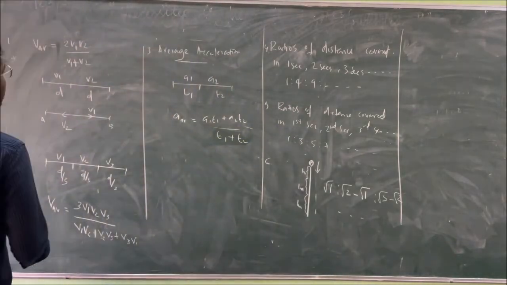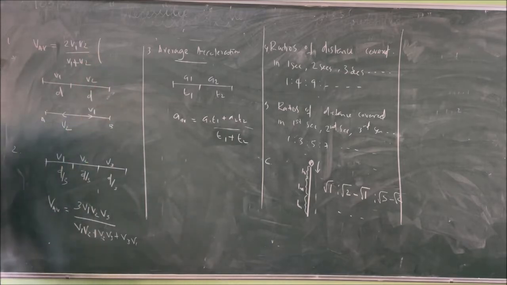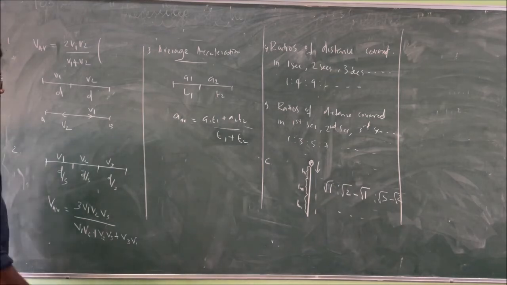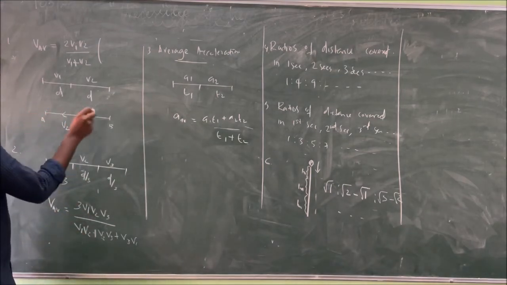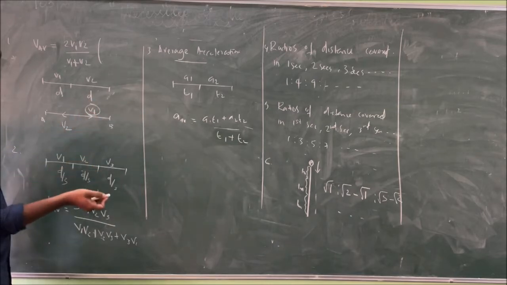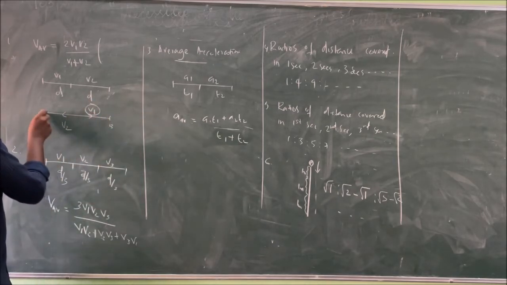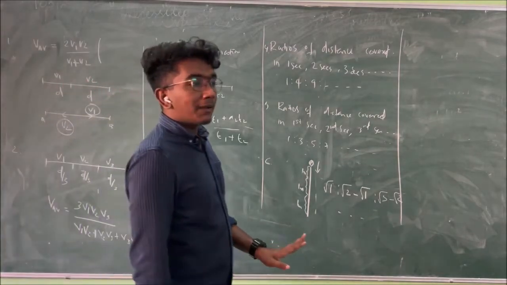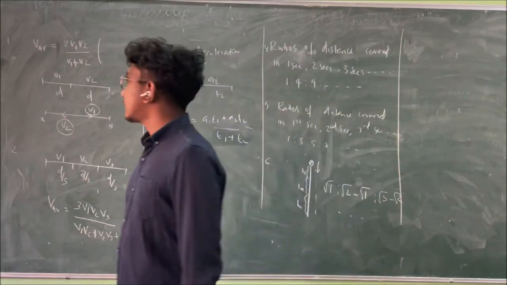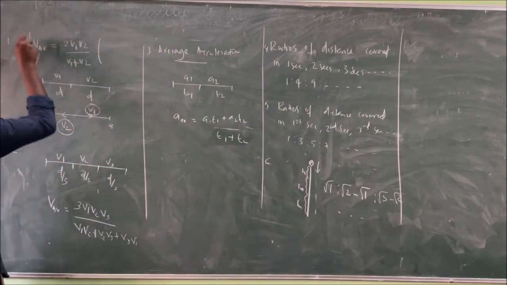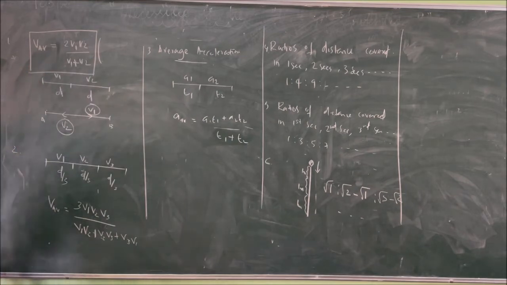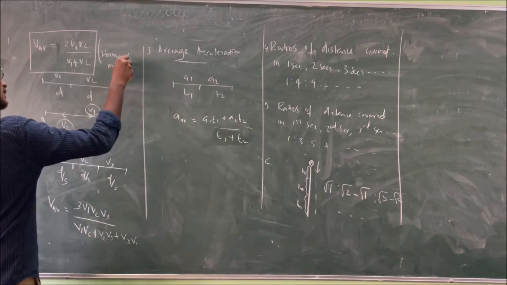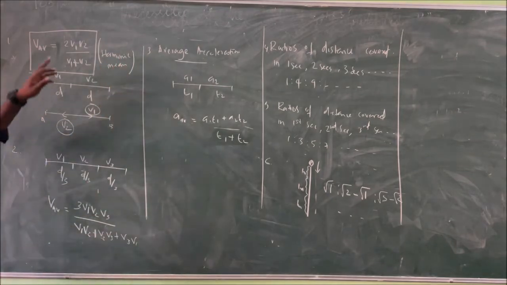This is V average. We discussed this already in both classes. This is V average when both the distances are equal. In another way, if a body is traveling from A to B with the speed v1, and the same body is traveling from B to A on return with the speed v2, they travel the same distance. In that case, what is V average? It is 2 v1 v2 divided by v1 plus v2. This is actually the harmonic mean of v1 and v2.